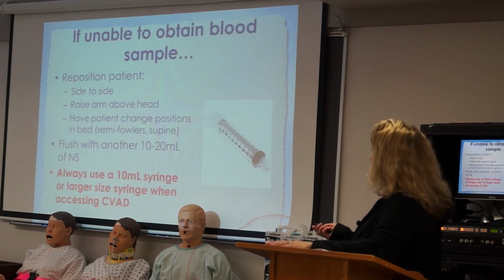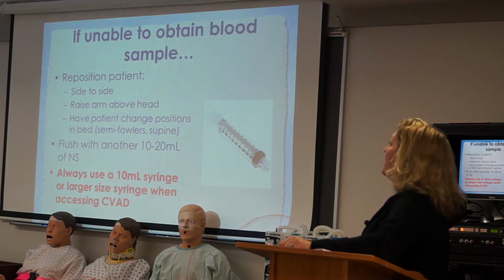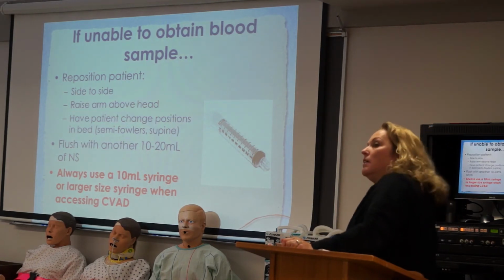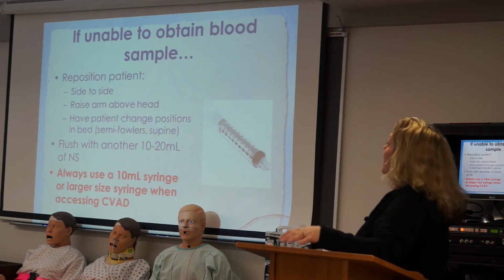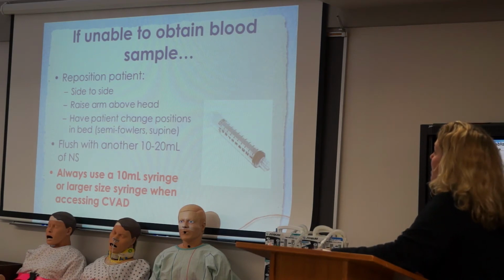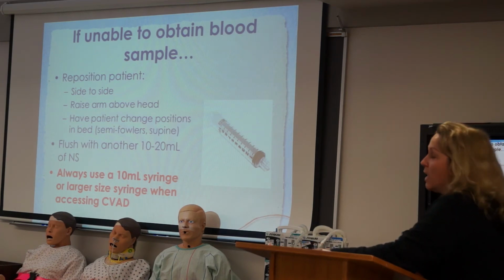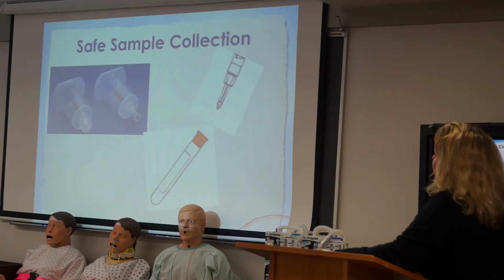Makes sense, right? If you can't get a blood sample, and sometimes this happens, you can move your patient side to side. Sometimes these lines get bumped up against the wall of the vessel. You can raise their arm above their head, have them change position, have them cough. Sometimes that helps. Or you can just flush it again with another 10 or 20 mLs of normal saline. But again, always use a 10 ml syringe or higher.